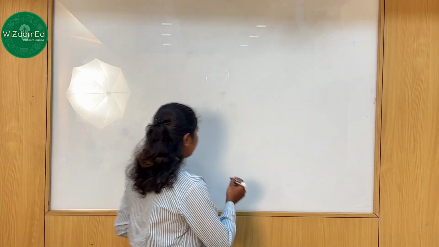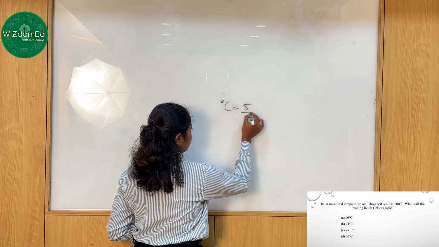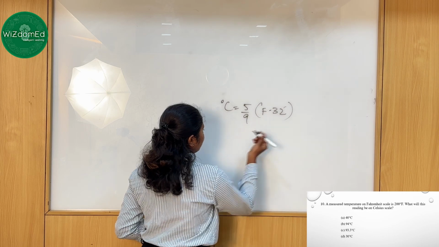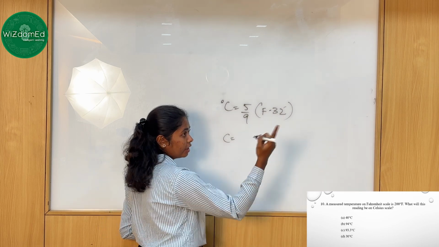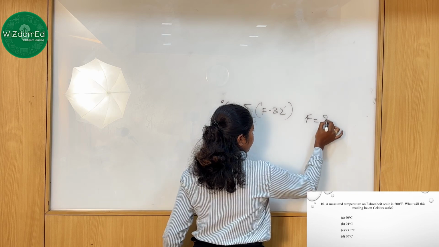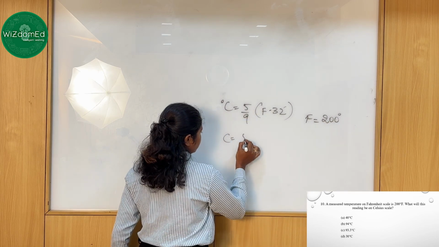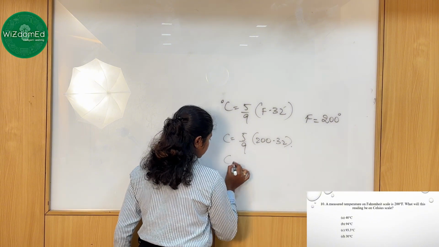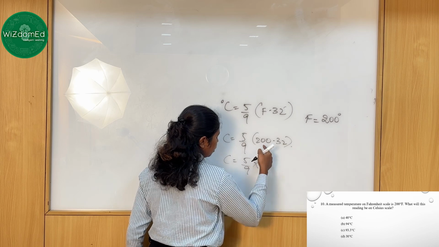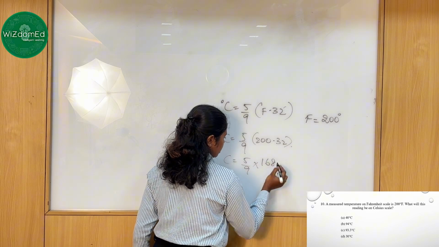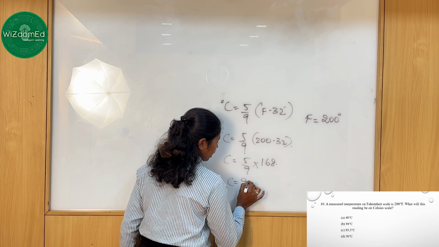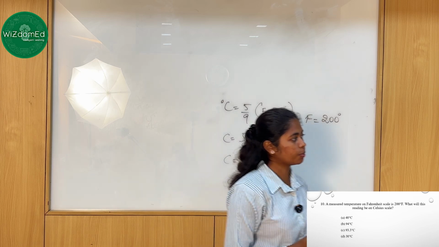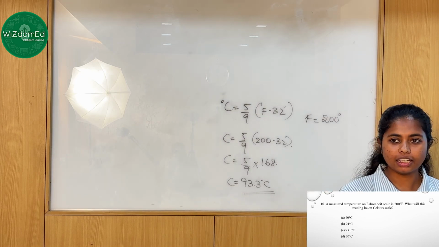For this, we use the formula, degree Celsius is equal to 5 by 9 into Fahrenheit minus 32. They have given us the value for Fahrenheit, which is 200 degree Fahrenheit. So let's substitute. C is equal to 5 by 9 into 200 minus 32, which is 168. Upon substitution, I am going to get 93.3 degree Celsius. So the right answer is option C, which is 93.3 degree Celsius.